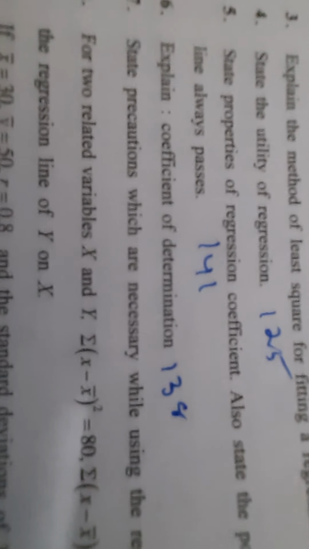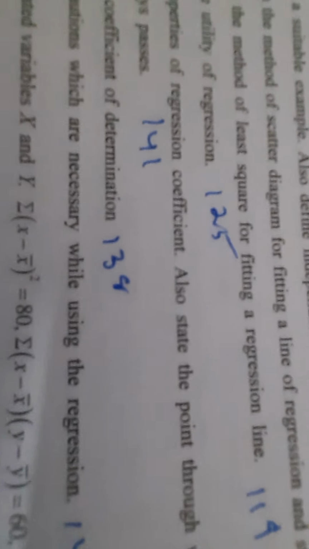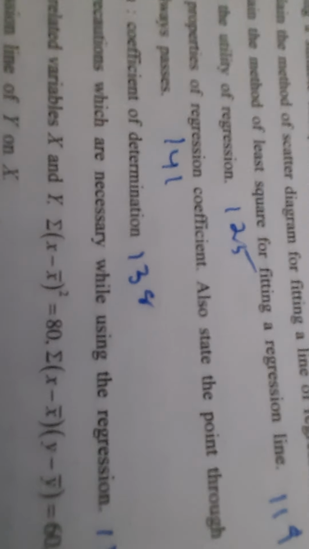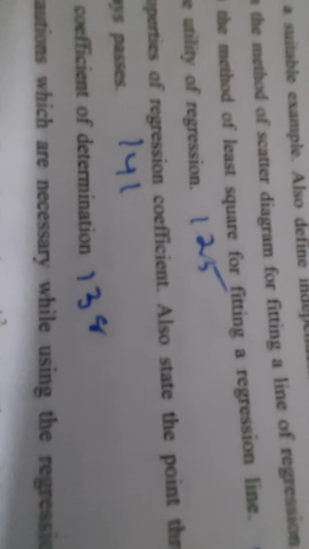Number 3, explain the method of least square for fitting a regression line. You will see the answer to this question on page number 119. Please write it. Number 4, state the utility of regression. Utility is mentioned on page number 125. You can read it well, study it, and then answer that question.